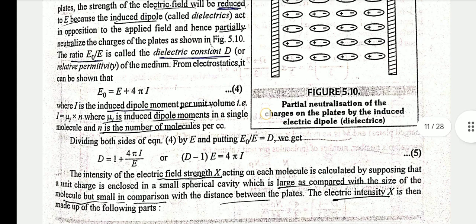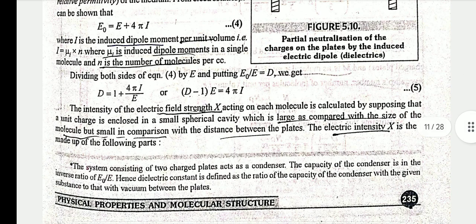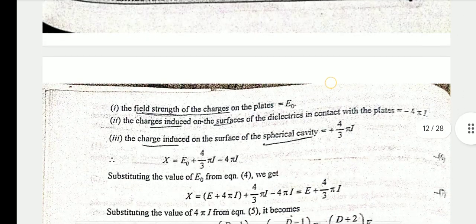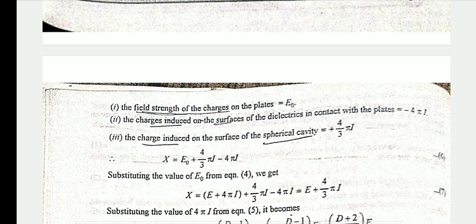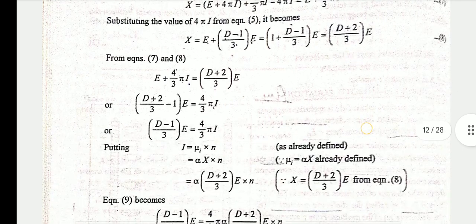The intensity of the electric field strength X acting on each molecule is calculated by supposing that a unit charge is enclosed in a small spherical cavity which is large as compared with the size of the molecule but small in comparison with the distance between the plates. The electric intensity X is then made up of the following parts: the field strength of charges on plates E naught, the charge induced on the surface of the dielectric in contact with the plates, which is minus 4 pi I, and the charge induced on the surface of the spherical cavity, plus 4 upon 3 pi I. This is our Clausius-Mossotti equation derivation.